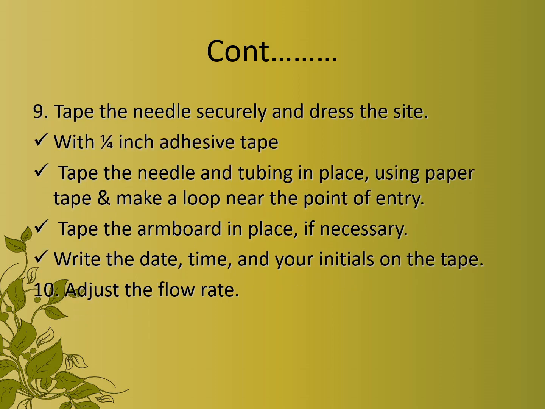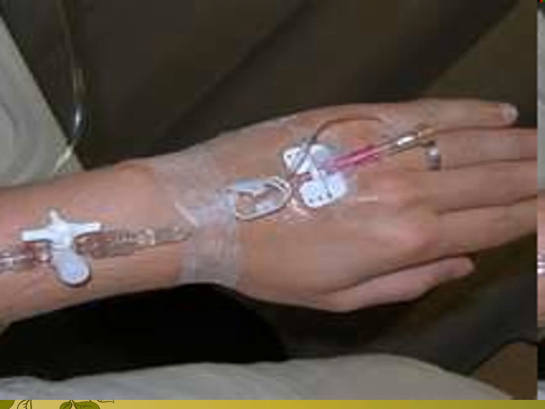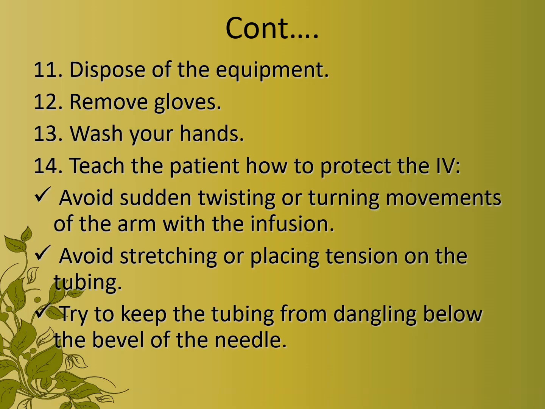Tape the needle securely with adhesive tape. Tape the needle and tubing in place using paper tape. Make a loop near the point of entry. Write the details of date, time, and the initials. Dispose of the equipment. Remove the gloves. Wash your hands. Teach the patient about avoiding twisting and stretching, and try to keep the tubing from dangling below the level.